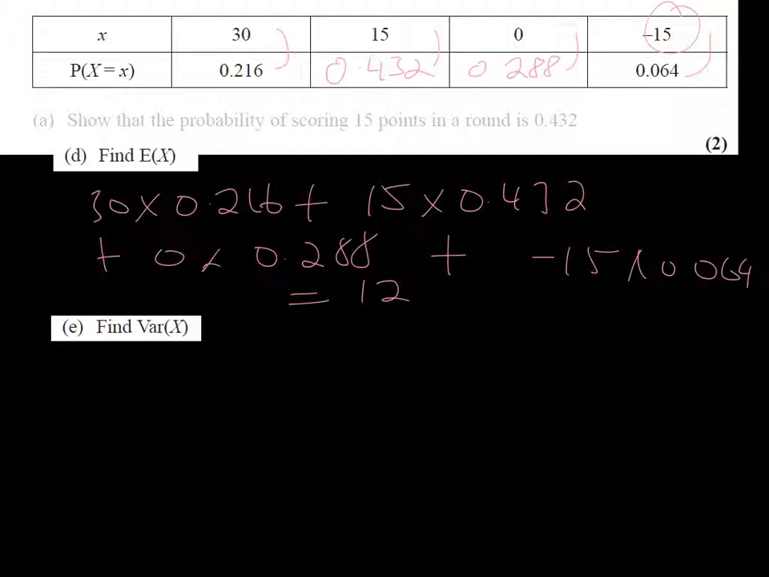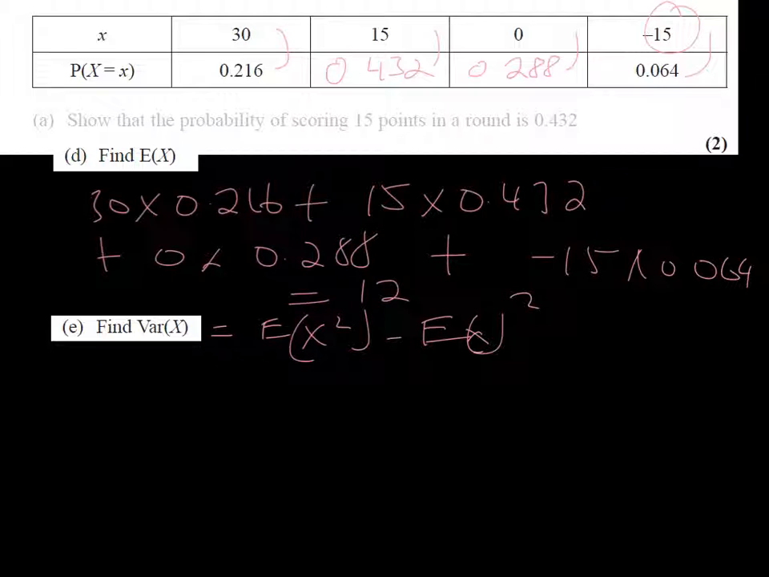In order to find the variance of x, we need to know that the formula for the variance of x is the expected value of x squared minus the expected value of x, which we've just found here, squared. So in order to work out that, we need to find the expected value of x squared. So in effect, you just need another line here for x squared, and we can then do exactly the same process as we've done previously.